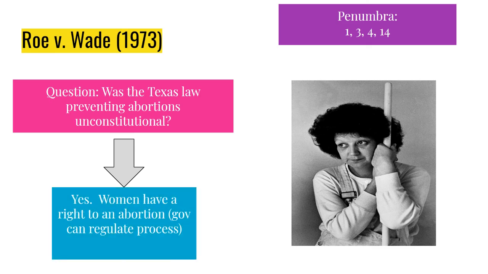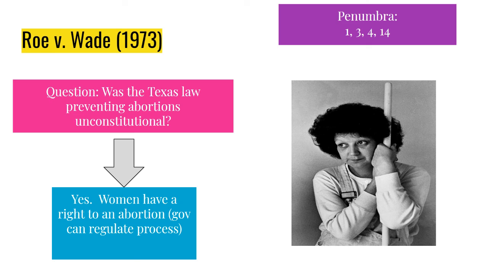And the Supreme Court ruled that, yes, this Texas law forbidding abortions was indeed unconstitutional, that women do indeed have a right to matters with their own body. It's a matter of privacy. And if they wanted to undergo an abortion, they could. It did leave the door open, however, for some government regulation of the abortion process.